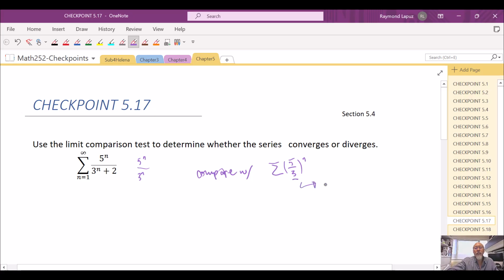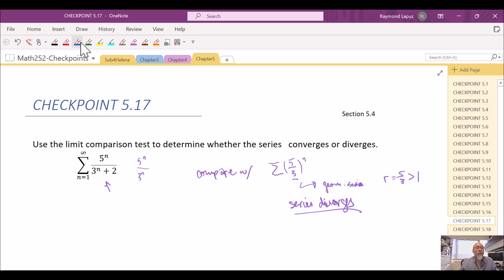This is a geometric series, and this is a geometric series where r is equal to 5/3, which is clearly bigger than 1. So the fact that it's bigger than 1 means that the series diverges. So we're going to compare this with a series that diverges.